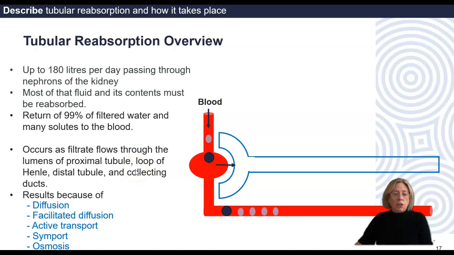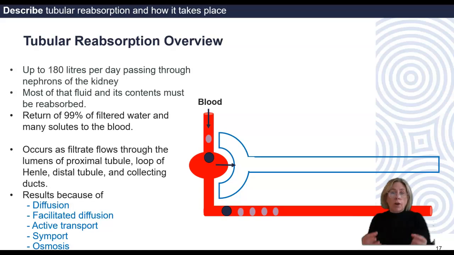So tubular reabsorption occurs as filtrate flows through the lumens of the proximal convoluted tubule or the proximal tubule or the PCT, the loop of Henle, the distal convoluted tubule or the DCT, and the collecting ducts. And this actual tubular reabsorption for different solutes goes via different sorts of transport mechanisms. So it results because of passive diffusion down concentration gradients, also facilitated diffusion. Again, this is passive. It's still using a concentration gradient, but transporters to transport different solutes.